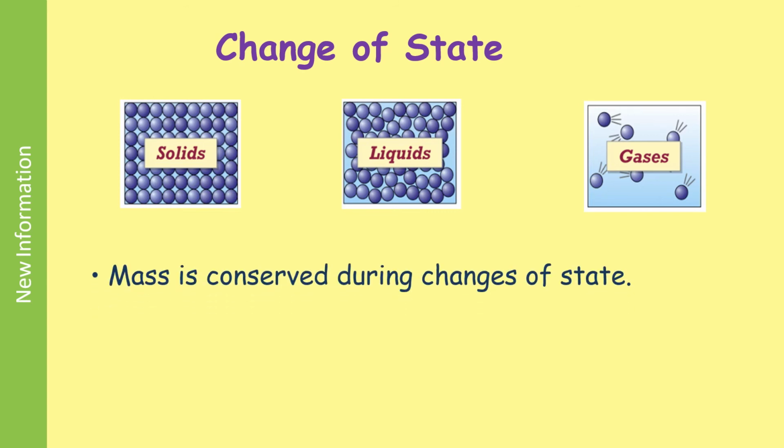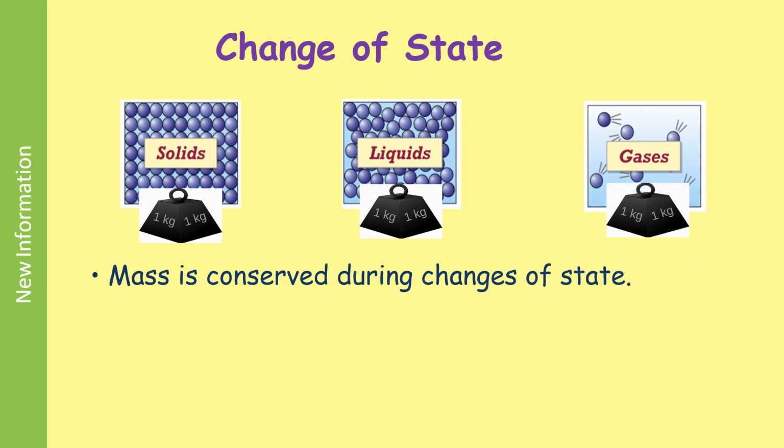The first thing is this: mass is conserved during changes of state. This means if you start with a kilogram of solid ice, you melt it by adding energy, you'll end up with a kilogram of liquid water, and if you carry on heating it, you will boil it until you end up with a kilogram of water vapor, a gas. Now, at no stage are you adding any particles or taking any particles away. This means that the mass is the same in each case, and we call this conservation of mass.